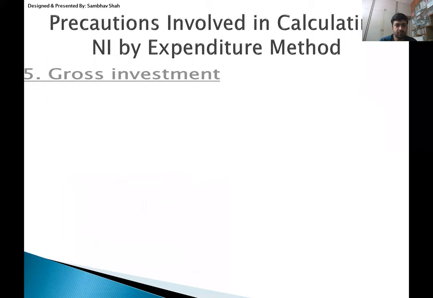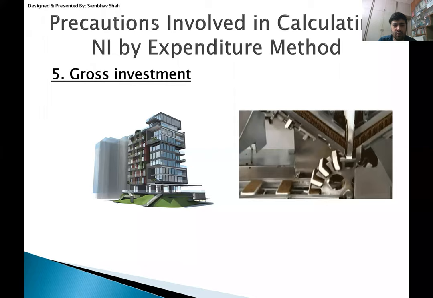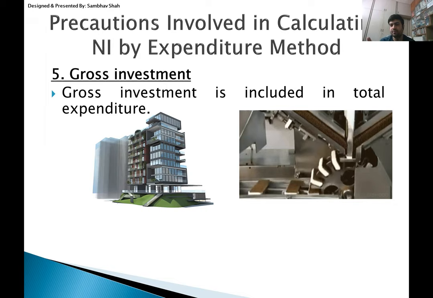Next, gross investment. So any investment you are going to make, right, on building or on machinery, but without charging any depreciation, that is what we call gross investment. So gross investment is included in total expenditure because it is still a part of expenditure. By this method, what we are going to get is GDP at MP. Agar aapko yaad hoga to, humko kya milta hai? GDP. So we talk about gross only. And that's definitely gross investment.